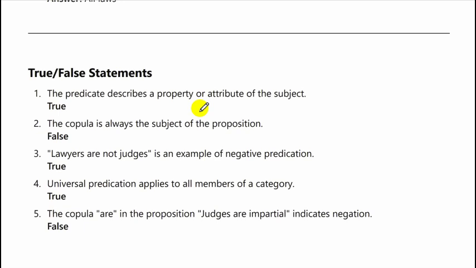The predicate describes a property or attribute of the subject, yes. The copula is always the subject, no. It is a link, it links the subject and the predicate. Lawyers are not judges is an example of negative predication, yes, because it states "are not", denying. Universal predication applies to all members of a group, yes. The copula "are" in the proposition judges are impartial indicates negation. No, this indicates affirmation. Negation would be "are not".